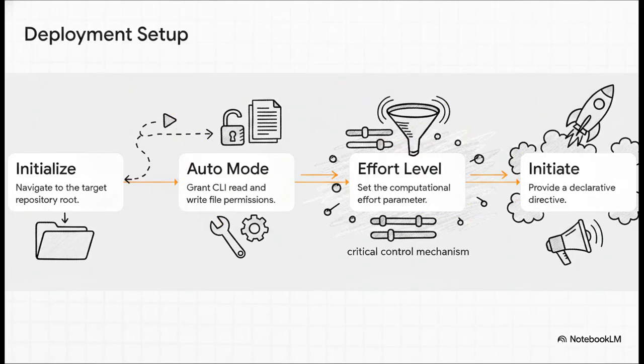Let's actually configure our deployment pipeline in the Claude Code command line environment. It's pretty straightforward. You initialize your environment right in the target repository root, enable auto mode so the client has file permissions without you constantly having to hit approve, and then, this is the critical control mechanism, you configure your effort level before finally initiating the task.